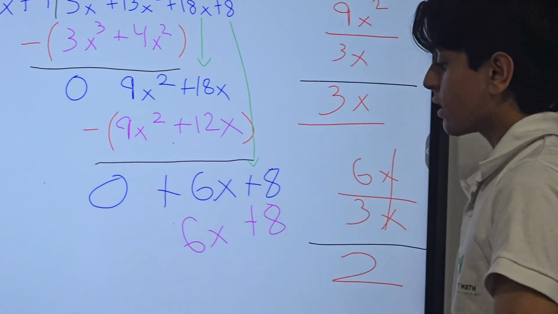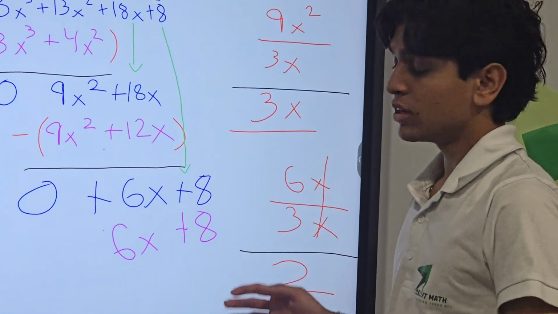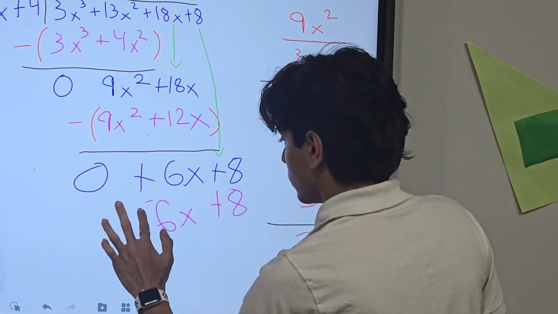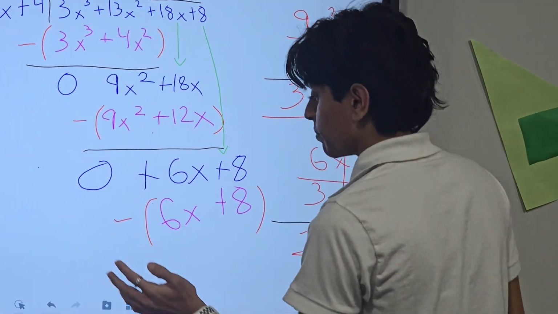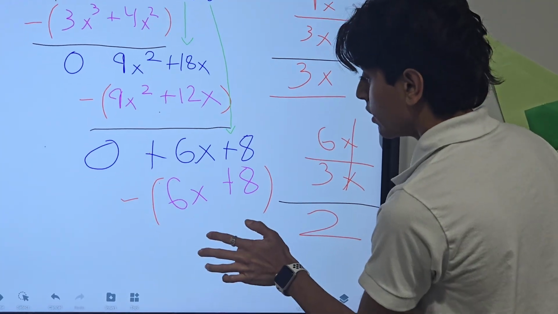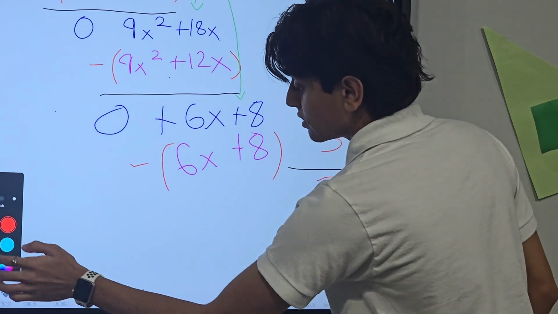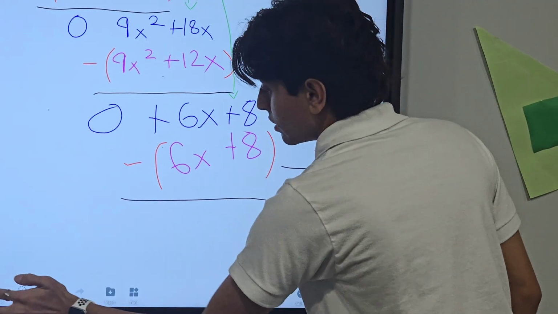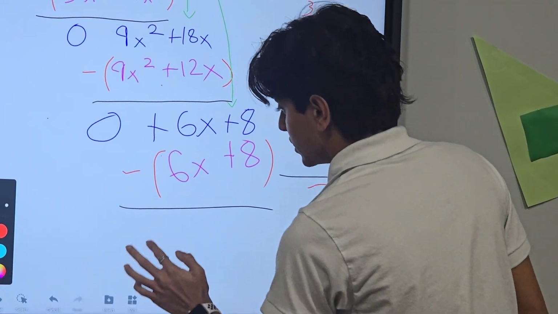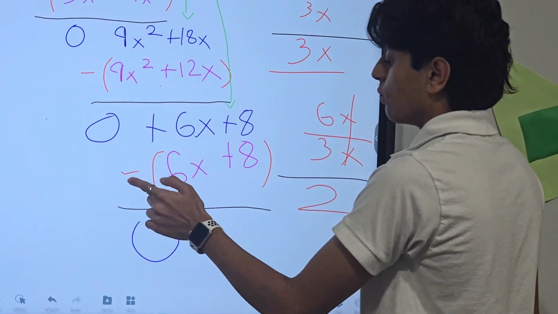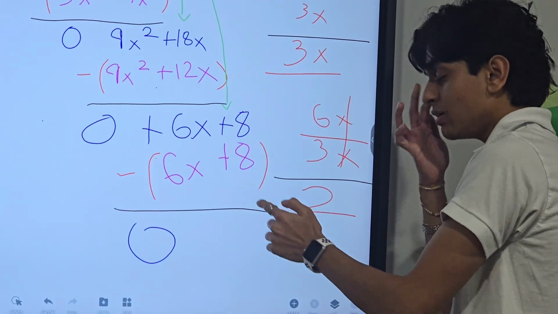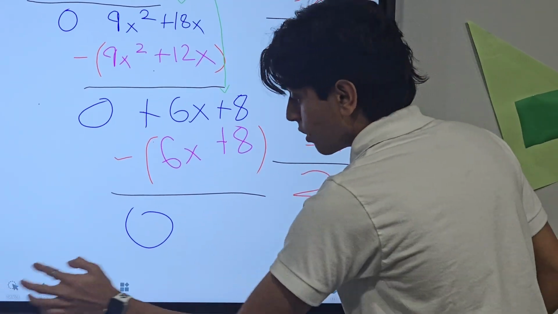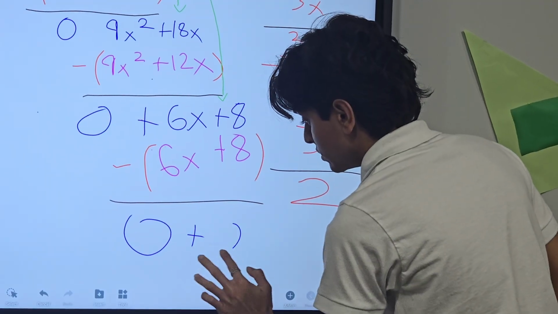Now we subtract our 6x plus 8 from 6x plus 8. So we can write it out like this. Then we distribute our negatives again. Negative 1 times 6x is equal to negative 6x. So 6x minus 6x is equal to 0. Now we distribute the negative 1 to our positive 8, which gives us negative 8. So 8 minus 8 is also equal to 0.